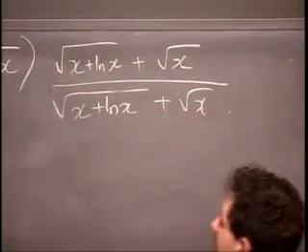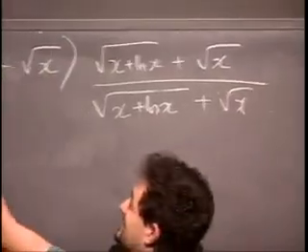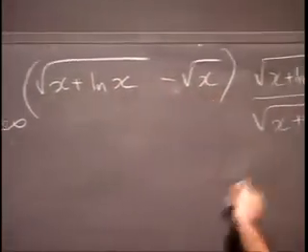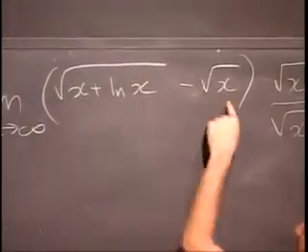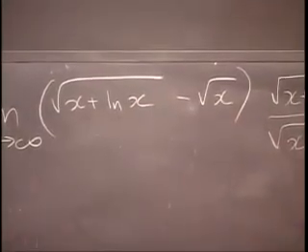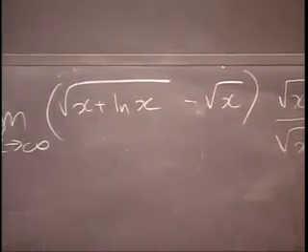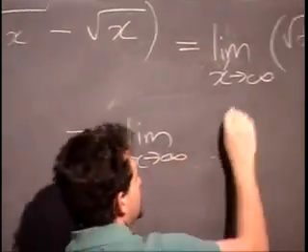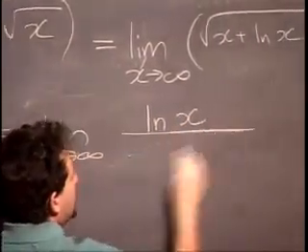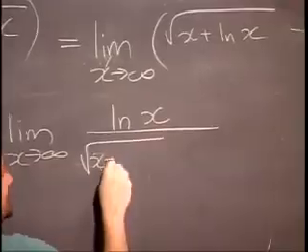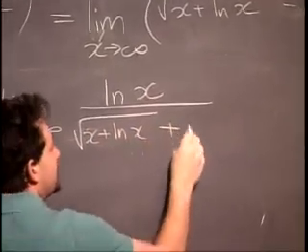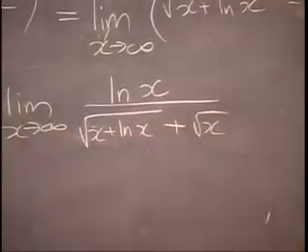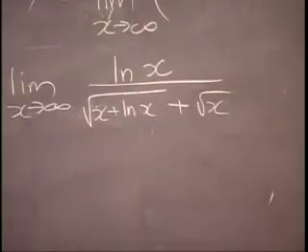And if you multiply out the top, it's a difference of squares. It's that squared minus that squared, which is just x plus log x minus x. So the x's actually cancel out, and you get the limit as x goes to infinity of just log x on the top over the square root of x plus log x plus the square root of x. Not so bad, huh?